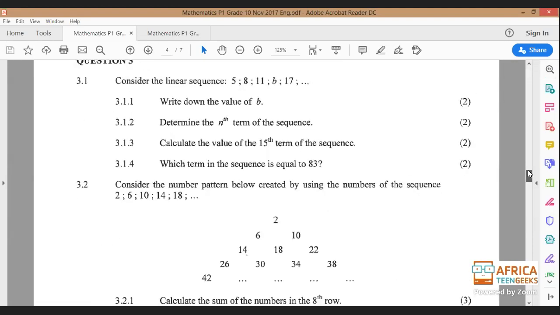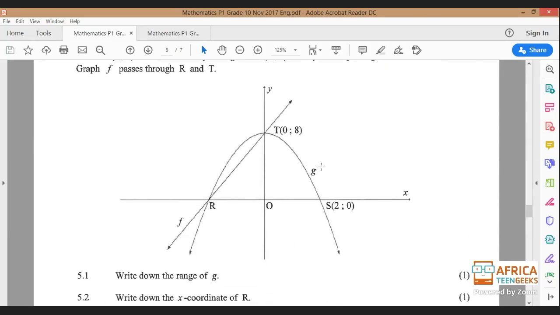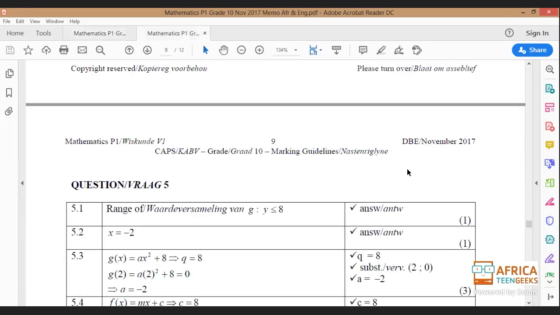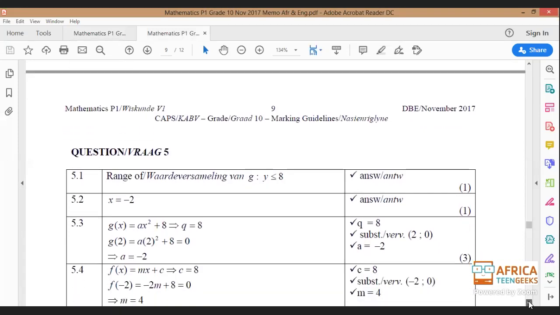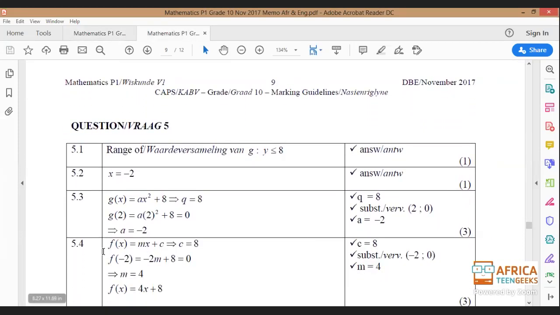Sorry about that. I don't know why this thing is moving so fast, right? So in this case, we've got point R and point T. Therefore, we can calculate the equation of a straight line. So basically, y is equals to mx plus c, where c is equals to 8, right? Then you must substitute. Therefore, you're going to get negative 2 is equals to negative 2m plus 8. Therefore, your gradient is 4. Therefore, your f of x is equals to 4x plus 8.